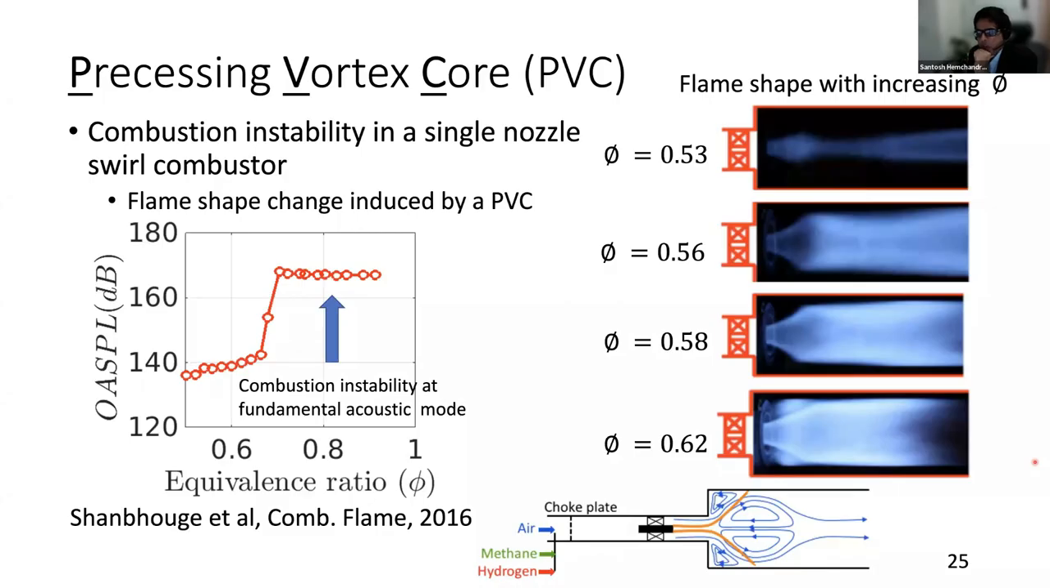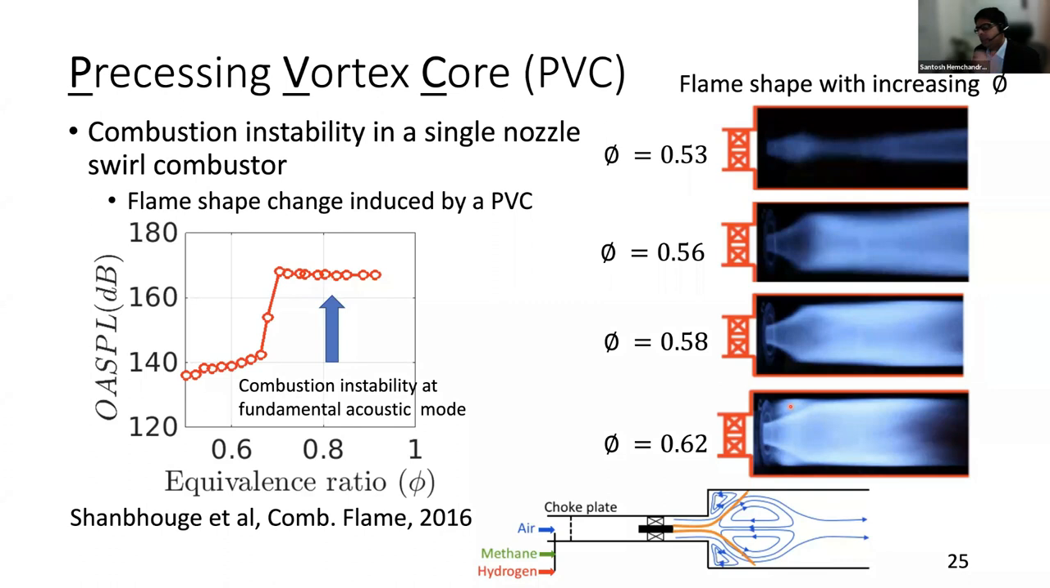Yeah, so in this case at 0.62, this was verified to be because of flame propagation down in a helical path. They did this by mounting two cameras at two positions that were 90 degrees apart. So you could see when a feature came in the first camera and disappeared there, it appeared in the second one. So it was very easy to see that the flame does propagate down in a helical path, and it's primarily PVC driven.